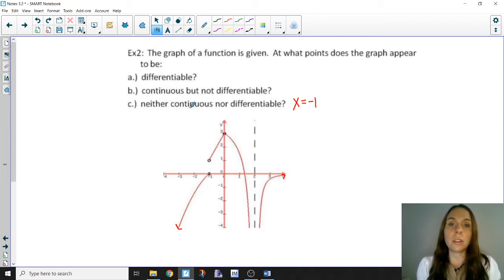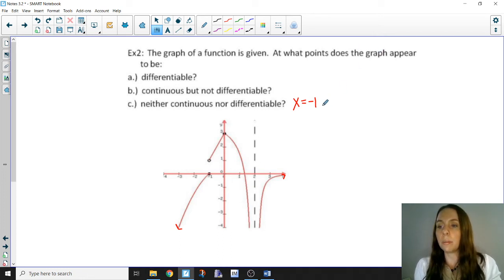Okay, there is one other point of discontinuity that we can answer for part C, and it's right here, right? This vertical asymptote. Be careful. We have two different terms that use the word vertical. A vertical tangent is one thing. That is a continuous graph that just has a vertical tangent line at a particular point. This is called a vertical asymptote, which is an infinite discontinuity. There's a break in the graph.